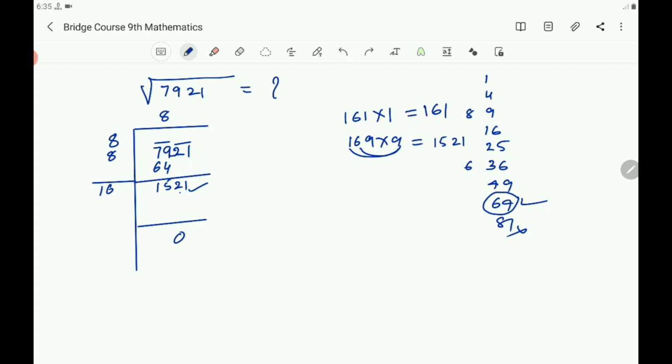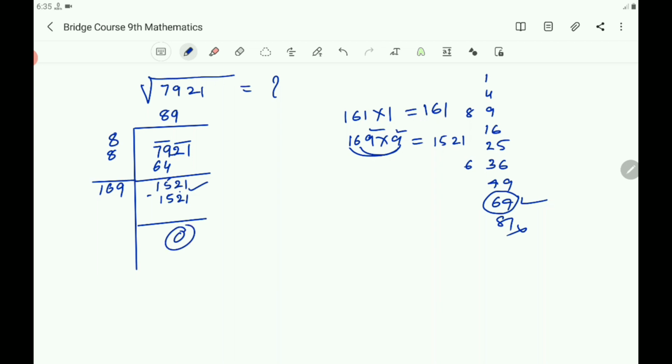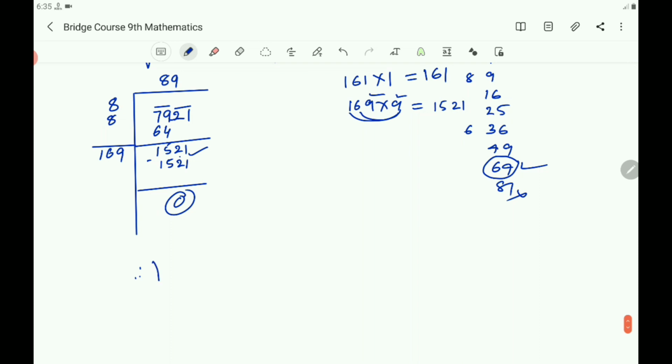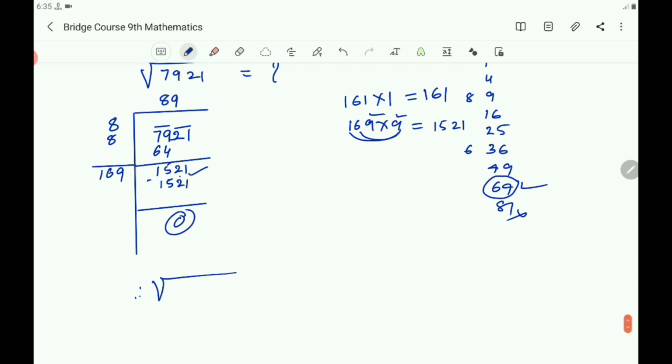Now you write that 9. Here you write 9. Here you write 9. So you got the product 1521, 1521, which is subtracted from each other, you got 0. Therefore you can write that, therefore square root of 7921 equals what? 89.